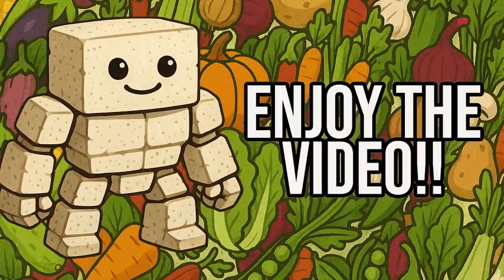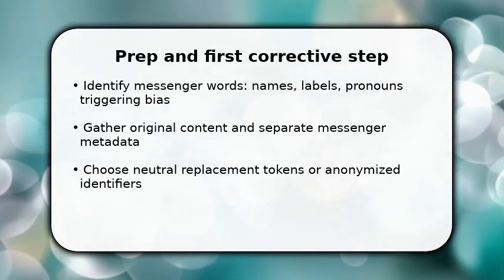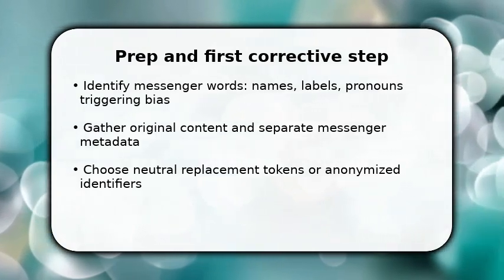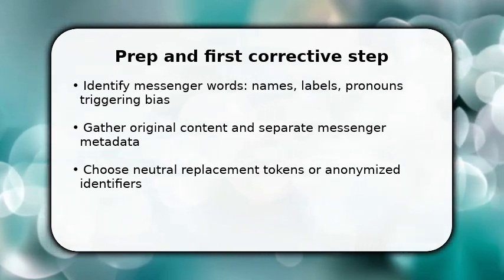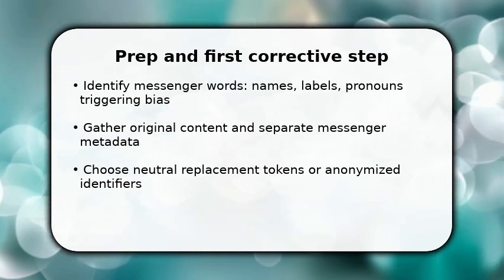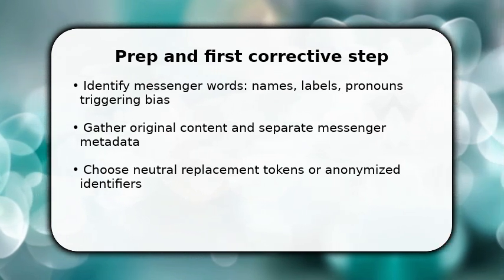Please enjoy the video. You start by isolating the messenger words that skew perception: names, titles, source labels. Once done, extract those terms from the text or transcript and keep the core message intact. Make sure to store removed tokens in a map so you can restore context if needed.